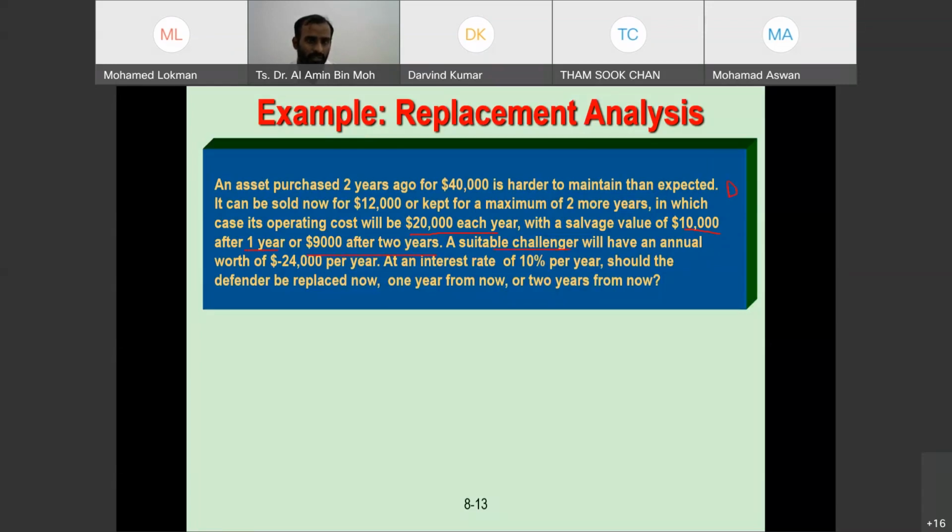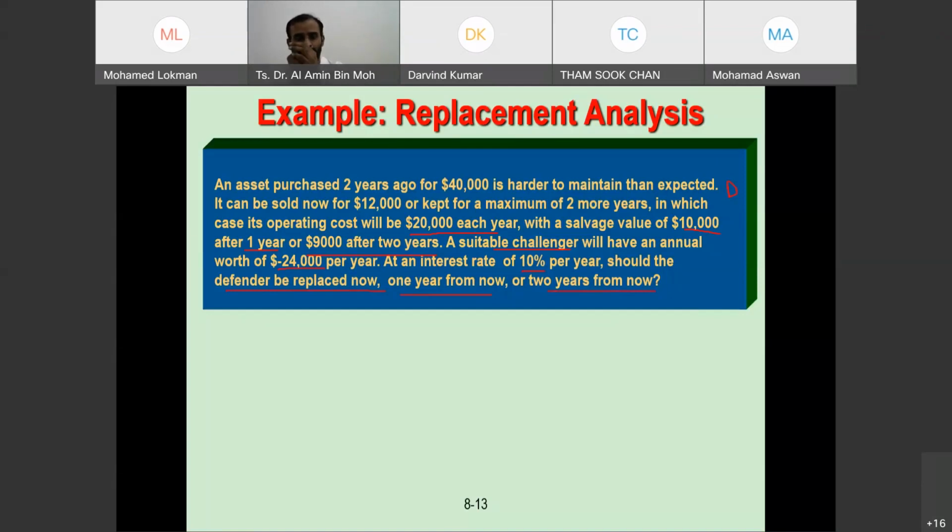Now we are talking about the challenger. It has an annual worth of 24,000, interest rate 10%. Should the defender be replaced now, 1 year from now, or 2 years from now? So what we need to do, guys? Try to calculate this. The question is asking, when is the best time to replace? Is it replace it now, or replace it 1 year from now, or 2 years from now?